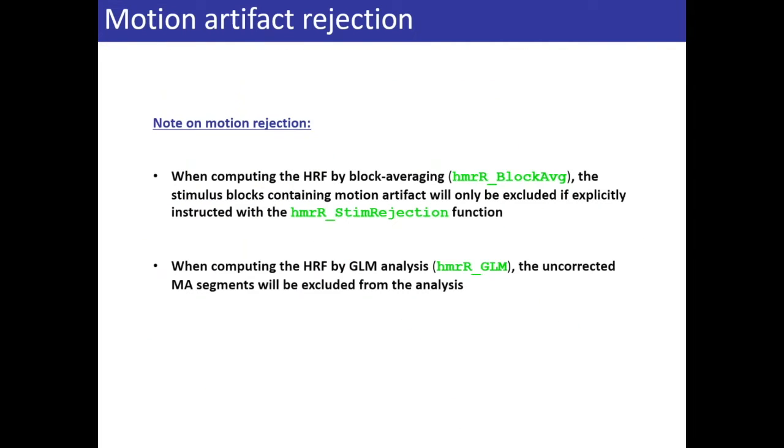Okay. So just a note on motion rejection. In block averaging or in the GLM approach, the trials that are rejected by this function are not included in averaging in Homer. In block averaging, this means you simply do not include those trials when you average all the blocks. But in GLM, this also means, of course, these trials are not included, but also the data in red, the motion contaminated part of the signal, are not modeled either.